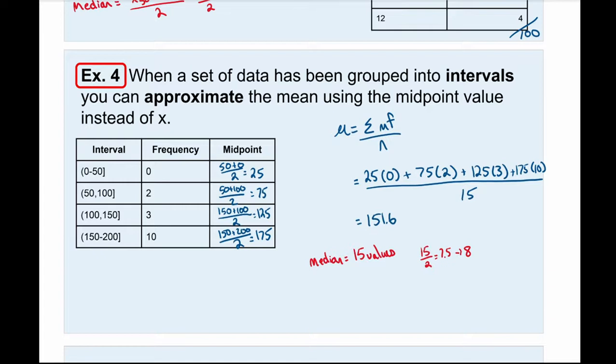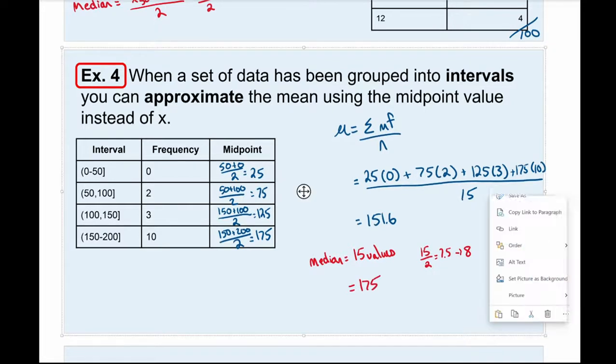If I look at this situation, the middle value would have to be in the 8th spot. Looking at the frequency, there are 0 in the first, 2 in the second interval, then 3, so we're at a total of 5. So the first 5 positions are in these 3 intervals, and then lastly, the next 10. So positions 6 to 15 would be in the last interval, which means position 8 is in there. So my median has to be 175, because again, I'm still using that midpoint to approximate.